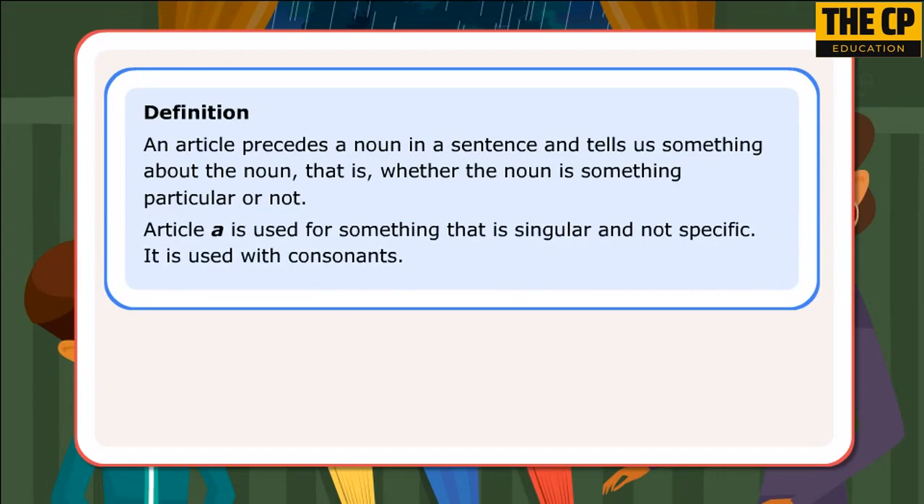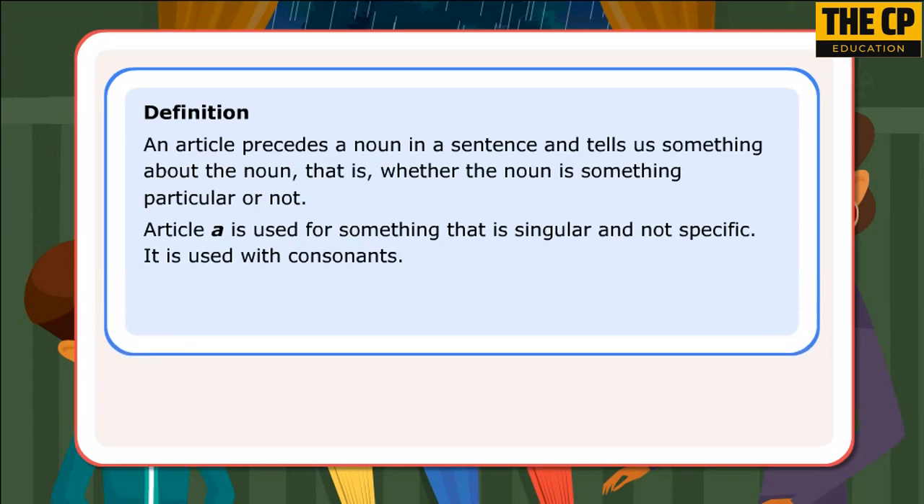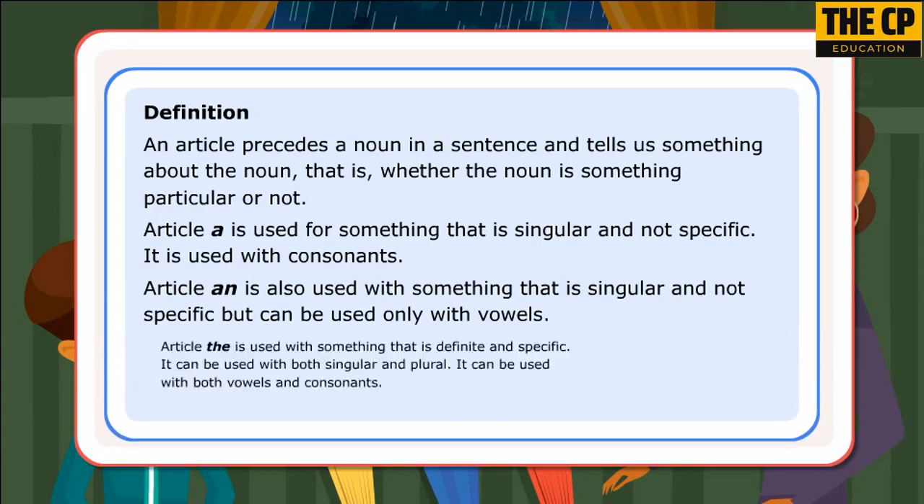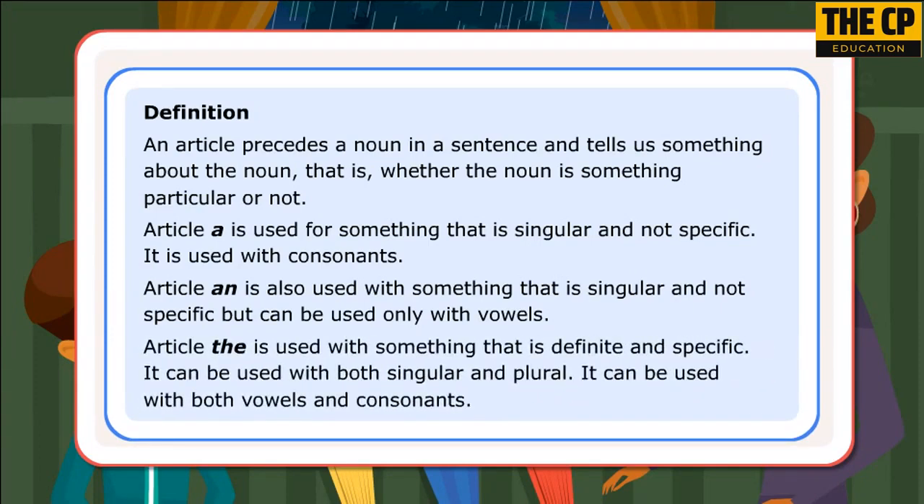Article a is used for something that is singular and not specific. It is used with consonants. Article an is also used with something that is singular and not specific, but can be used only with vowels. Article the is used with something that is definite and specific. It can be used with both singular and plural, and with both vowels and consonants.